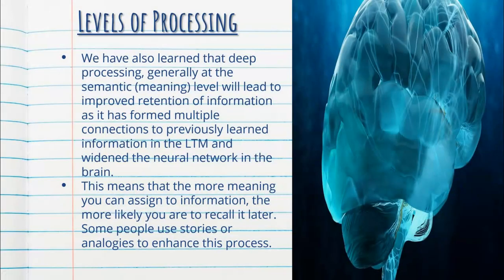We also do need to mention levels of processing. So we've learned that deep processing, generally at the semantic level, will lead to improved retention of information, and it has formed multiple connections to previously learned information in our long-term memory store. So that means that the more meaning you assign to information, the more likely you are to recall it later. A lot of people will use stories or analogies to enhance this process because it becomes more personally meaningful to them.